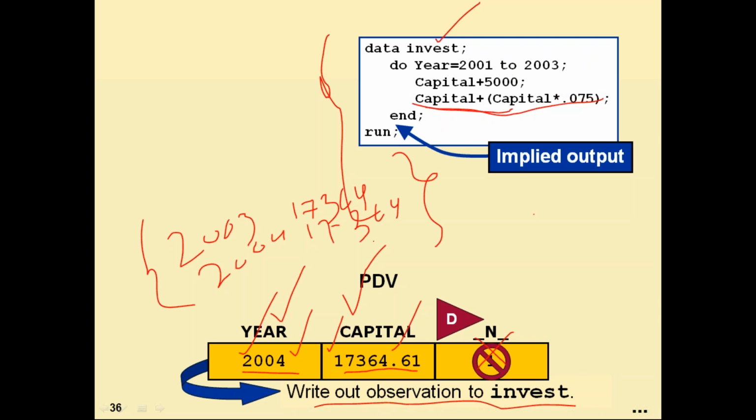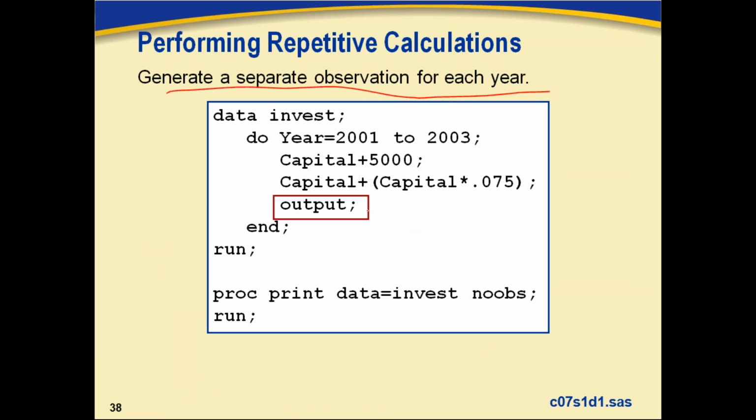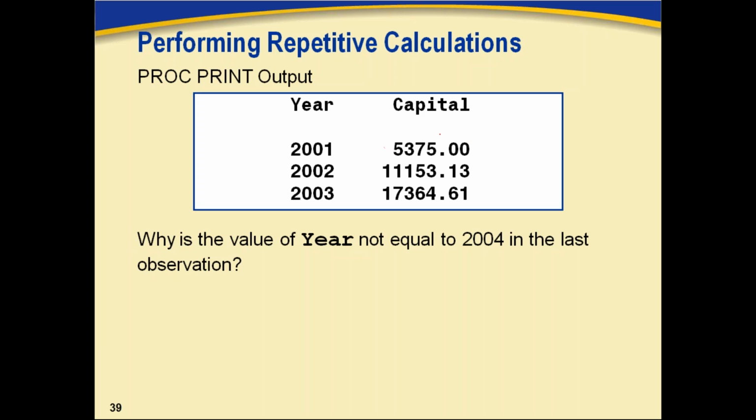So the condition fails. When the loop terminated, whatever values you have in year and capital will be printed if you ignore the output statement. But if you mention the output statement, then for each iteration it will write that record into the output data set. So you'll get the output in this fashion. Based on your need, you need to decide whether to use the output statement or not.